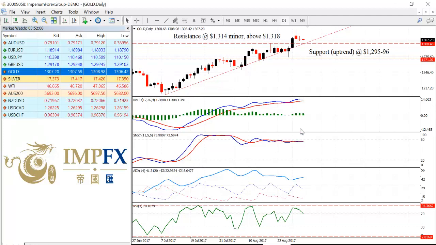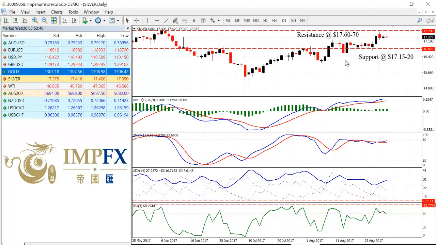Looking at the pattern here, if we do see a break of the trend of 1,295 to 96, this would give further scope to the downside and open the way towards 1,286 to 88 as a target. My preference is the fact that the market is breaking down slightly, as you can see here from the technicals. So therefore, I do expect to see pressure on the support today, which comes in now at 1,305 as minor, and then, as I mentioned before, the uptrend of 1,295 to 96. Any advances now see resistance between 1,314, should I say, to 1,318.